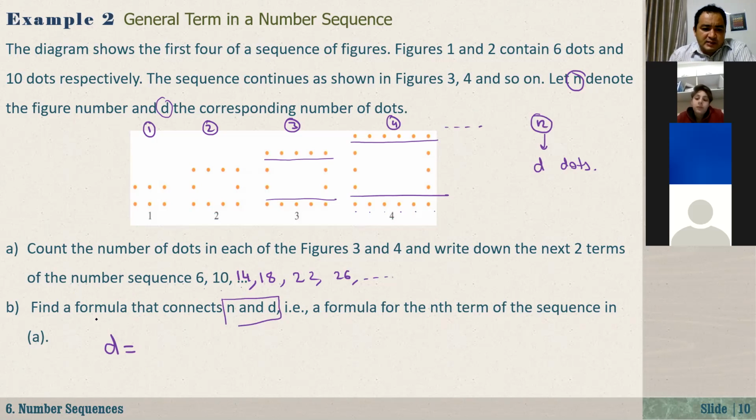Here in question B, it says find a formula that connects n and d. And what is n? It is the number of the figure, the first, second, third. If we just continue this pattern, in the nth figure, how many dots will there be? Can we actually express this in terms of n?